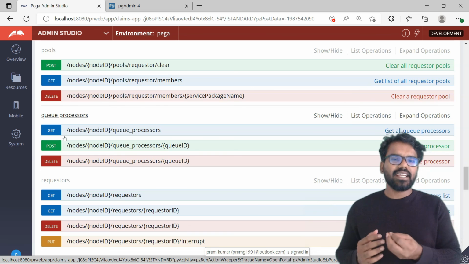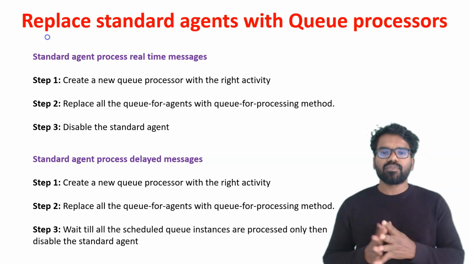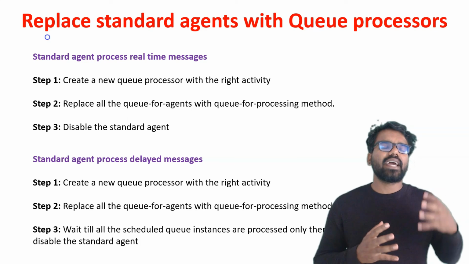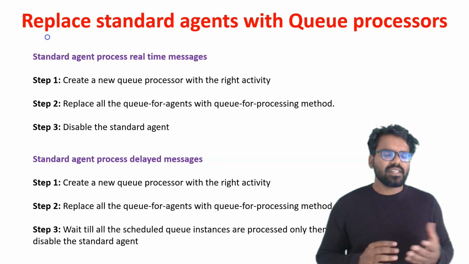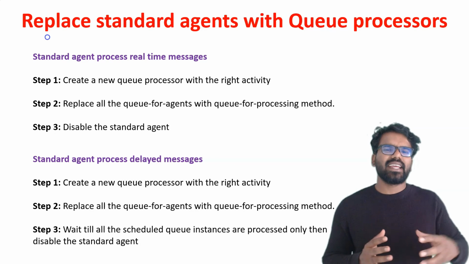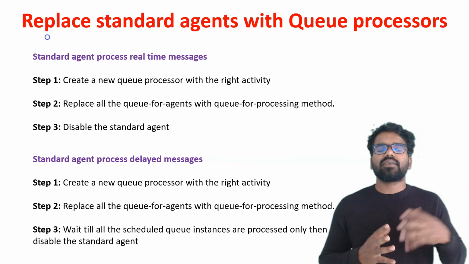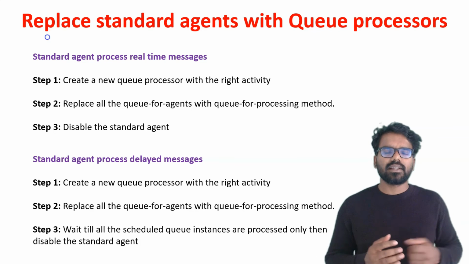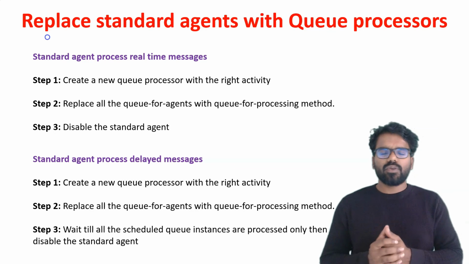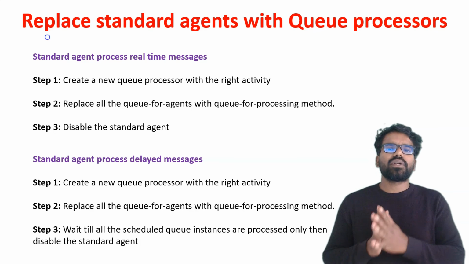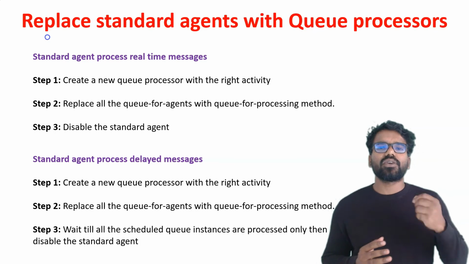Now one more final thing I want to say before I end this video is how to replace a standard agent with the queue processor. If you look here, there can be two situations. For example, if the standard agents process only real-time messages or real-time queue entries, it means there are no future entries to get processed. In such a situation, it is pretty simple. What you have to do is just create a new queue processor, mostly with the same activity. Then the next step, you have to find the references at places where you use queue for agent and just replace it with queue for processing and give your own queue processor. If you are using the standard queue processor, you can very well do it. And finally, you can also disable the agents from the agent rule form. So this is pretty simple because you will not have any scheduled queue instances.